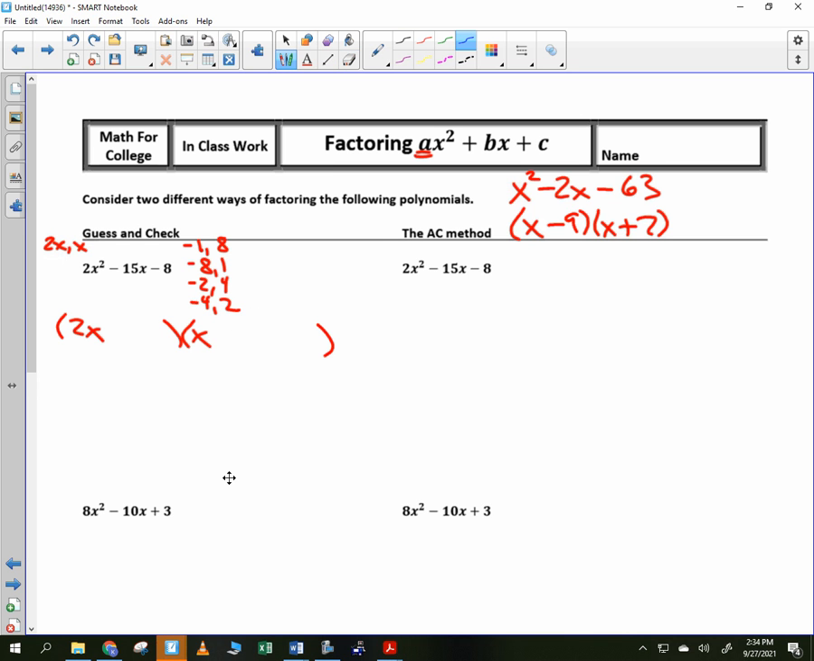Maybe if we try positive 1 and negative 8, maybe that will work. And so you have to go through a series of guessing and checking your options. 1 times x is 1x, and 2x times negative 8 is negative 16x. Do those add to negative 15x? So therefore, you know you've done it correctly.